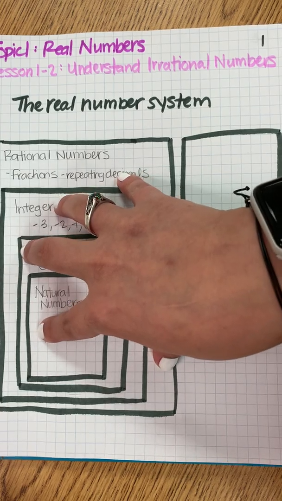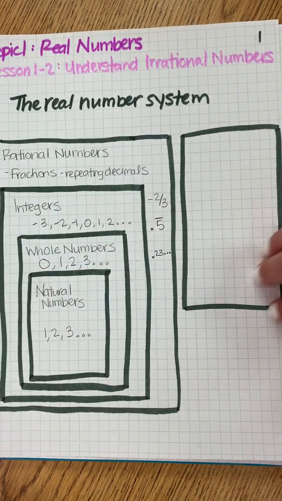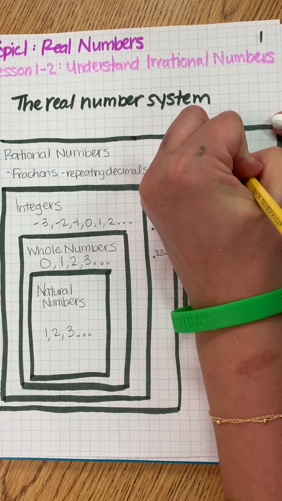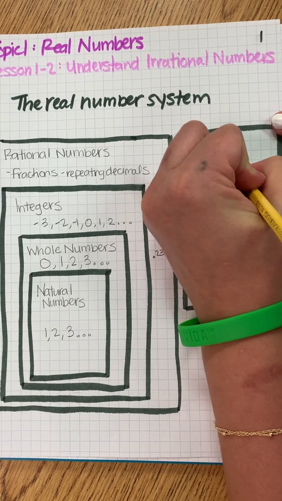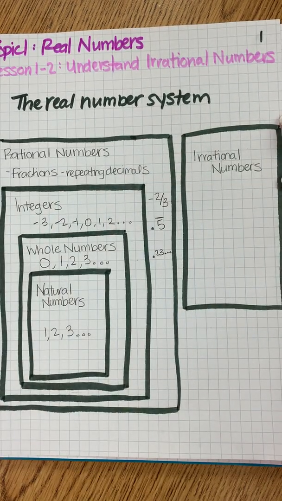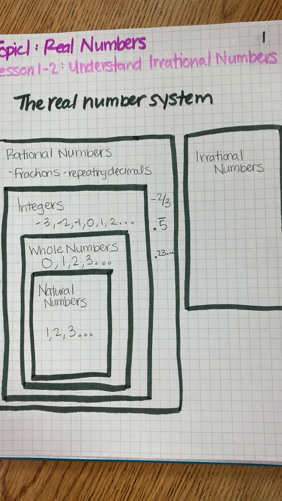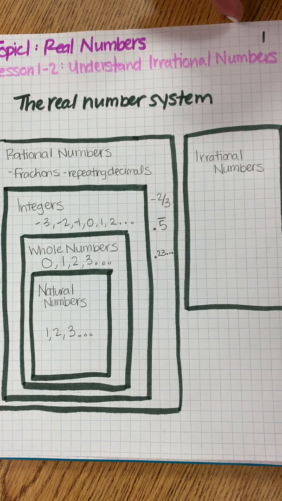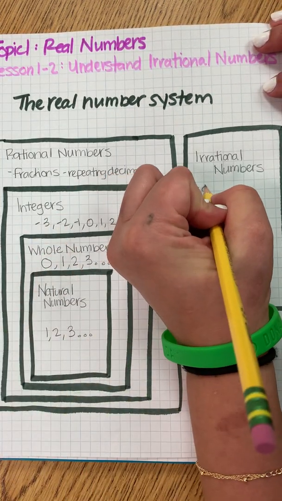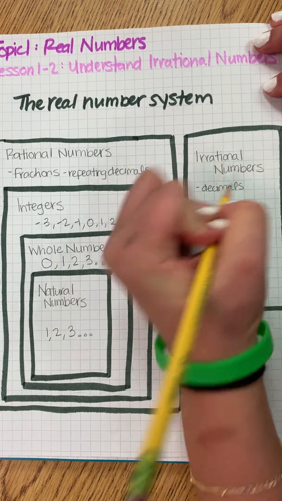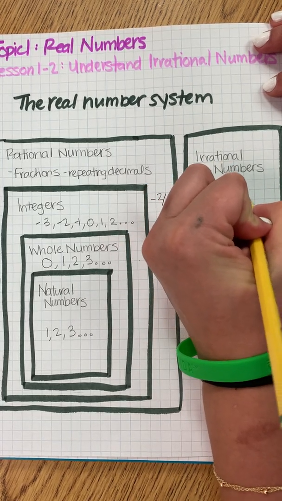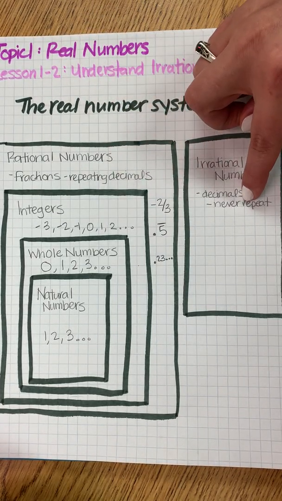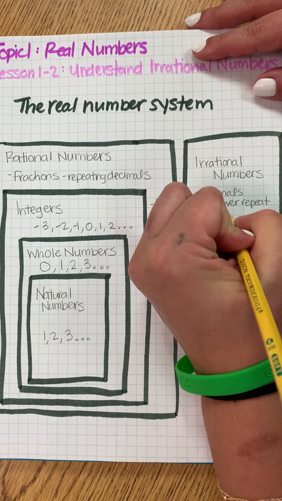Aside from this side of our number system, we also have this extra piece over here. These are called irrational numbers. These are the opposite of rational numbers. If you're irrational, you don't really know what to expect. For rational numbers, we know what to expect. We have a repeating decimal, and we know how it's going. Irrational numbers are decimals, and they never repeat. So they're the opposite of rational numbers. These are repeating, these never repeat. They also never terminate.